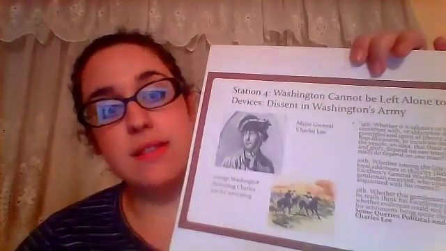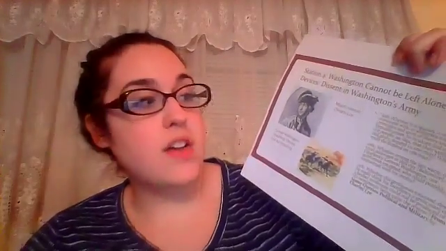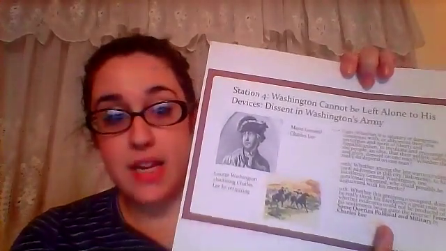The next station is Washington Cannot Be Left Alone to His Devices, Descend in Washington's Army, and it shows Charles Lee, who's a character in the song, so they'll have some basis for understanding this, and an excerpt from the pamphlet that he wrote. And this is the question card for Station 4. Students have 3 choices.